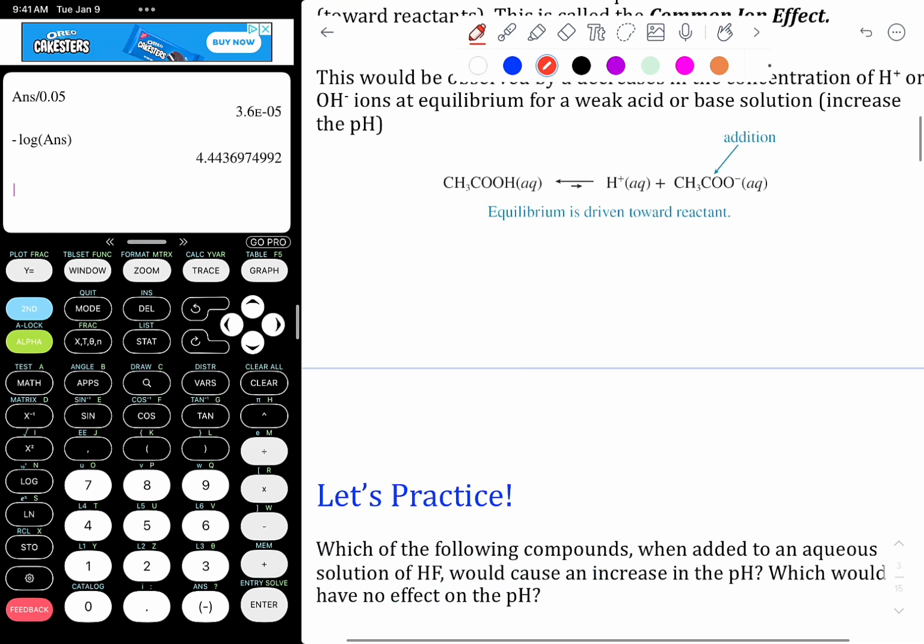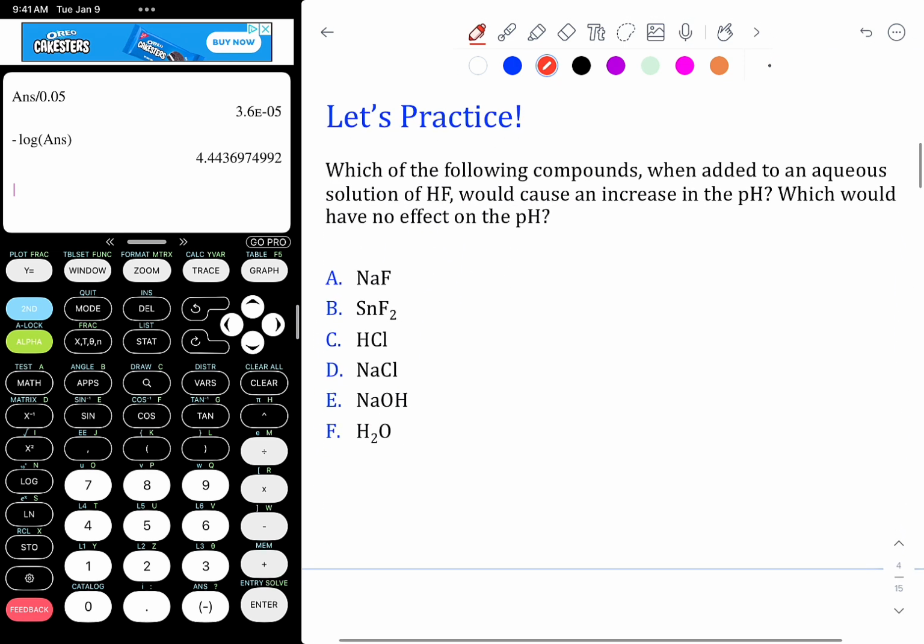So let's practice just identifying common ions and seeing if they would affect or how they would affect the reaction. So, which of the following compounds, when added to an aqueous solution of HF, hydrofluoric acid, would cause an increase in the pH and which would have no effect on the pH? So the first thing that we want to do is write our equilibrium for HF. HF is going to be one of our weak acids. It's one of our only halogens that's not a strong acid. So we know that HF is in equilibrium with H plus and F minus.